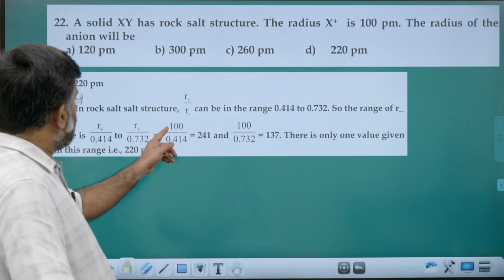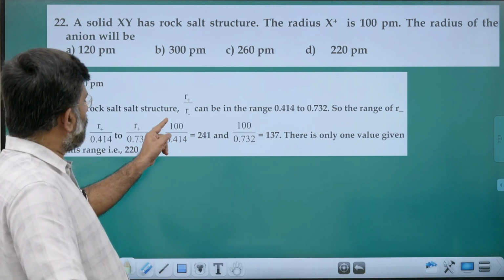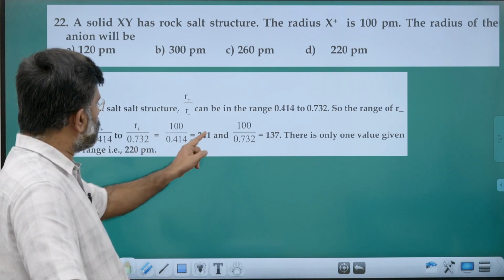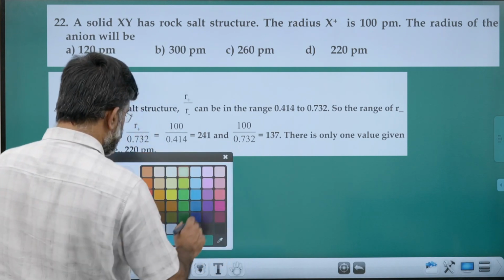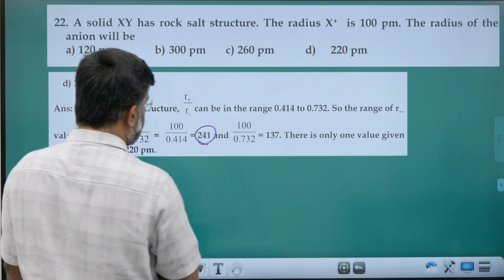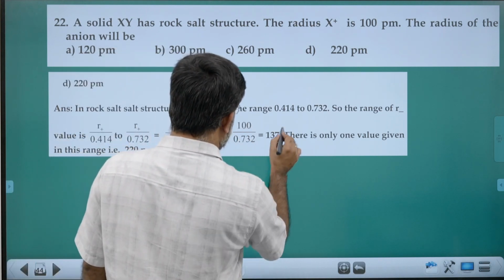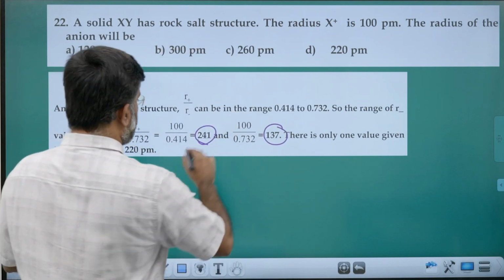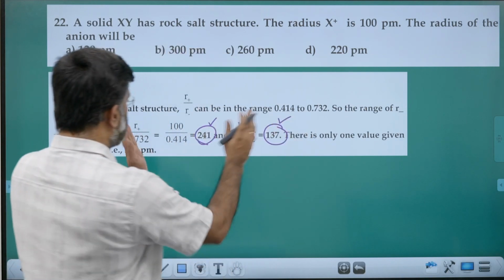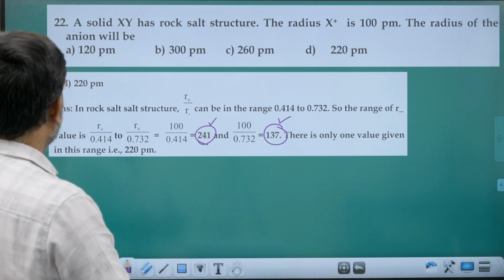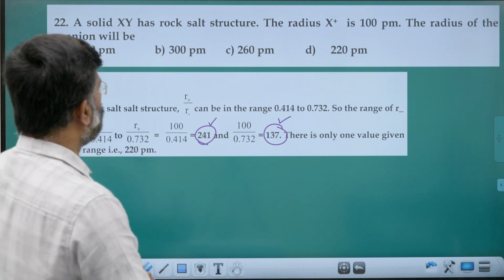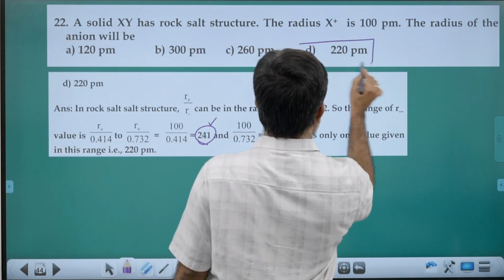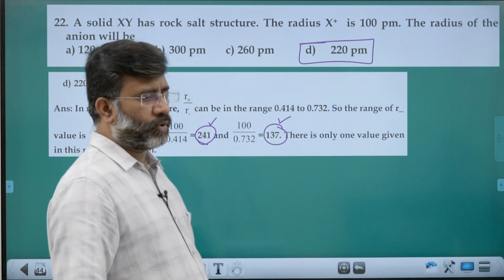You see, R plus, that is 100. 100 by 0.414 is 241. This is one range, 241. 100 by 0.732 is 137. So the R minus value should be in between these two. And the answer will be option D, 220.